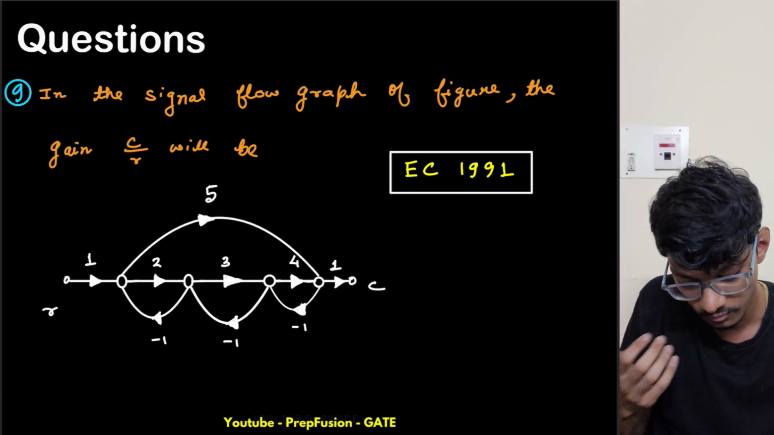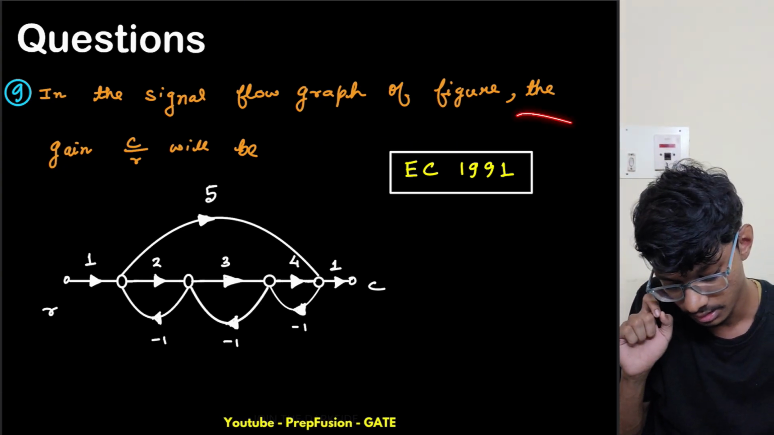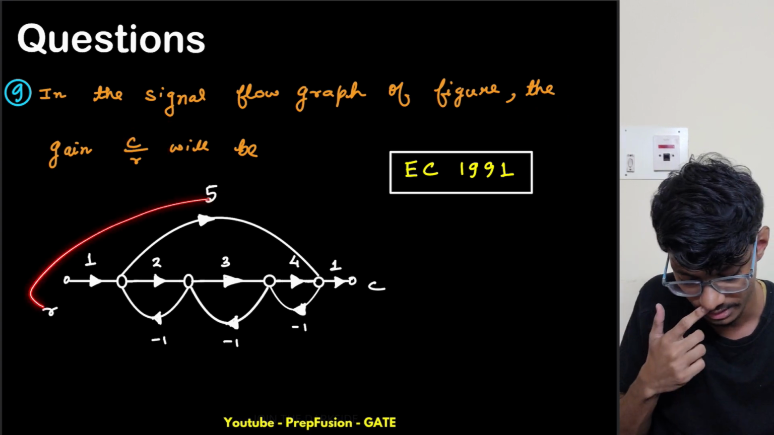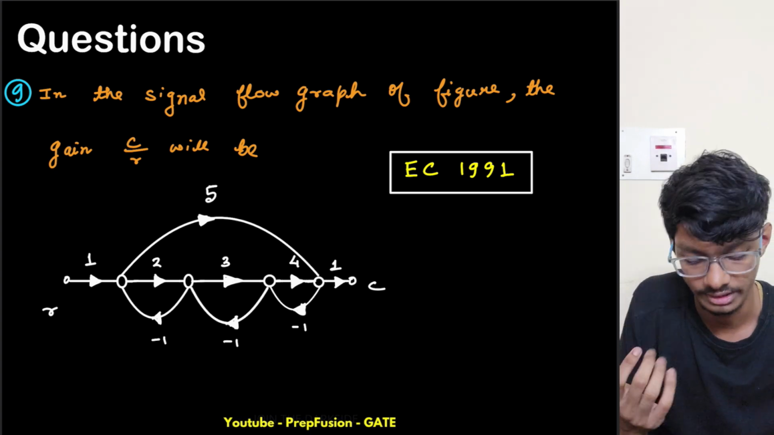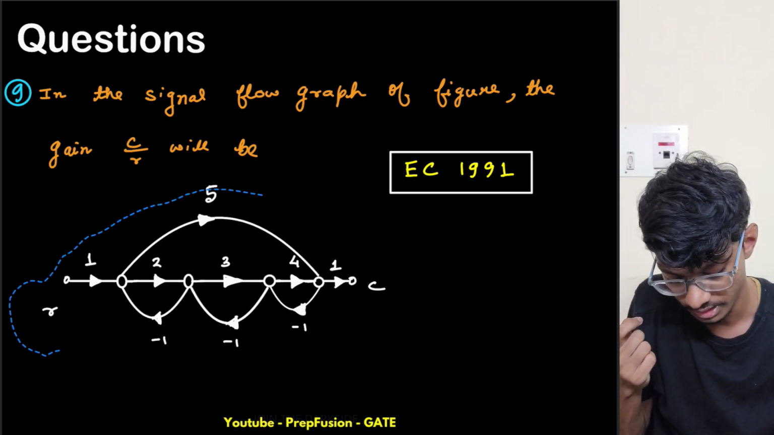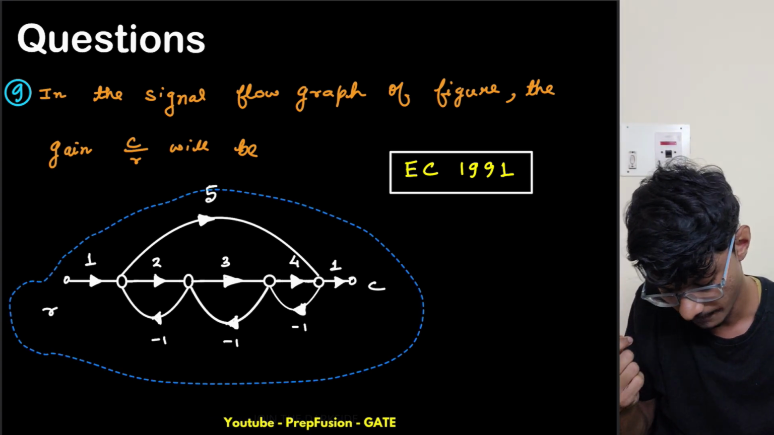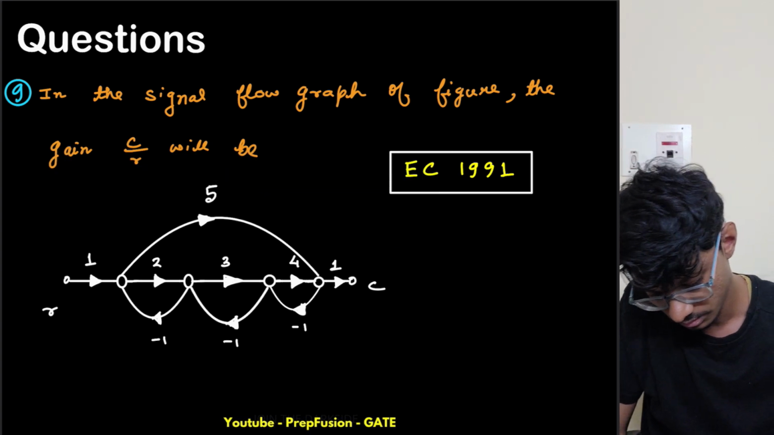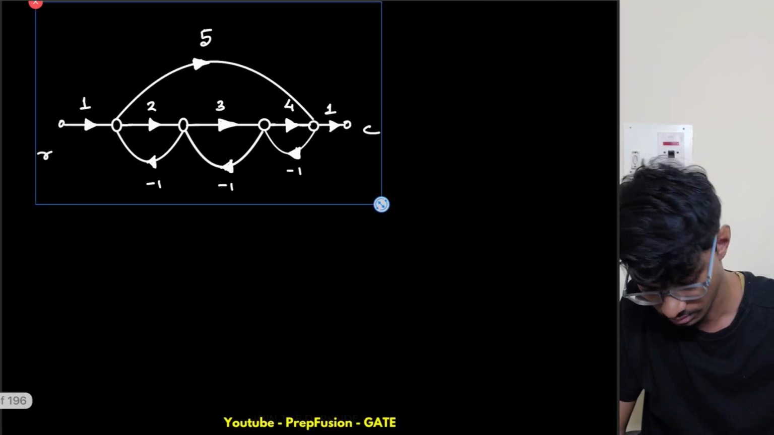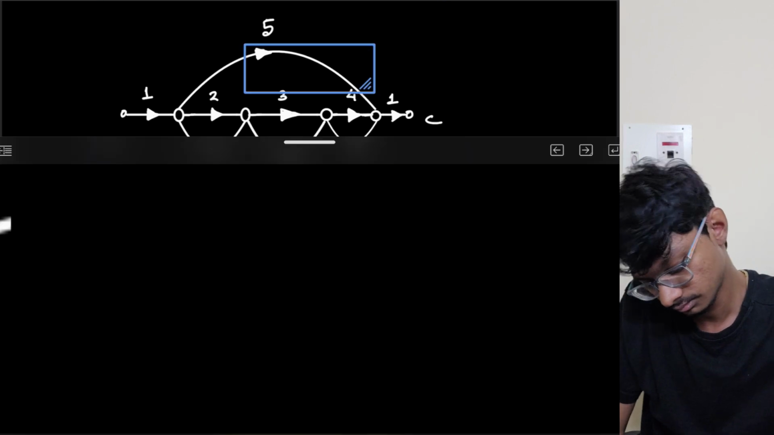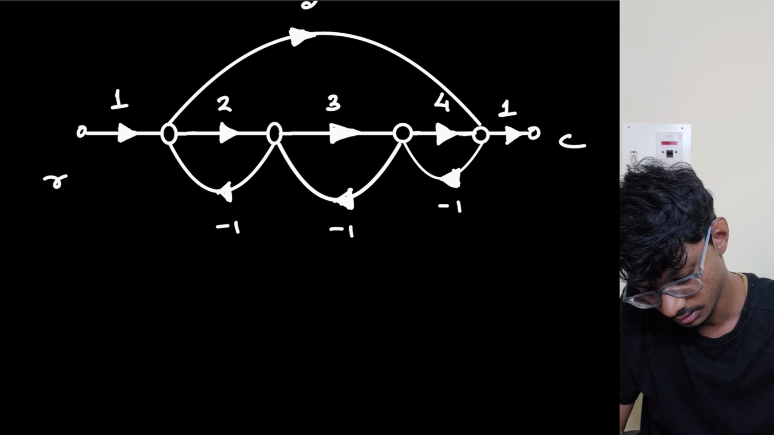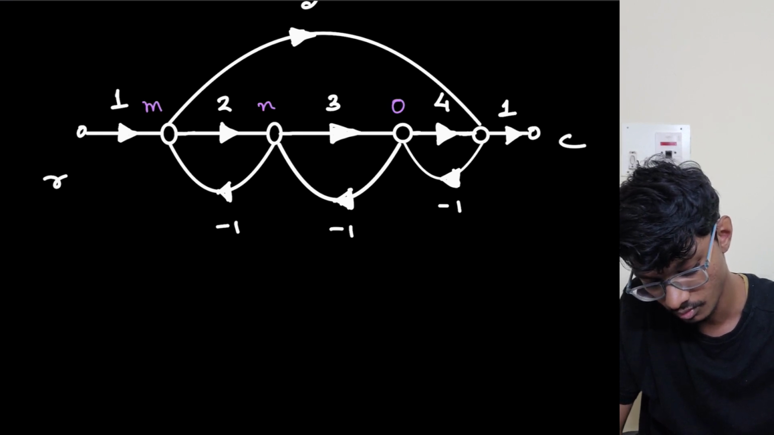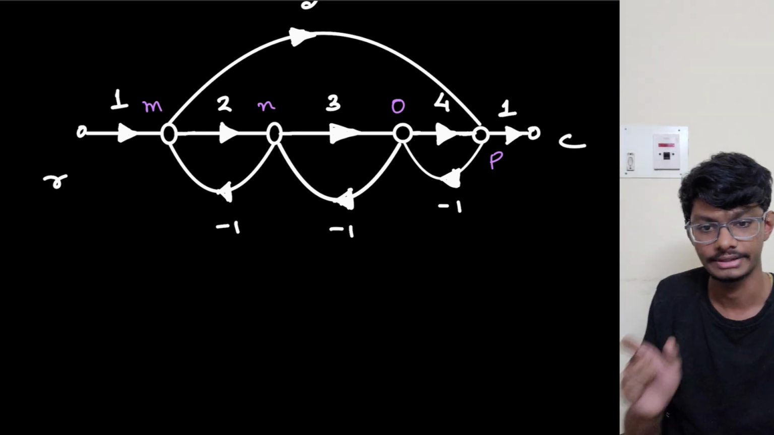In the signal flow graph, find the gain C by R. This is also a GATE question. The signal flow graph is already given, so what I will do is simply name each node. This is M, N, O and this is P. Okay, this is M N O P.